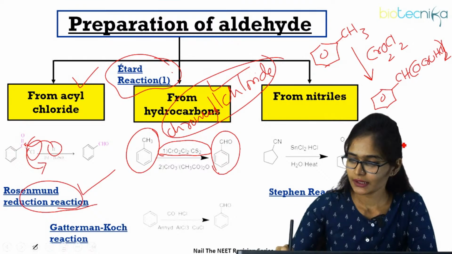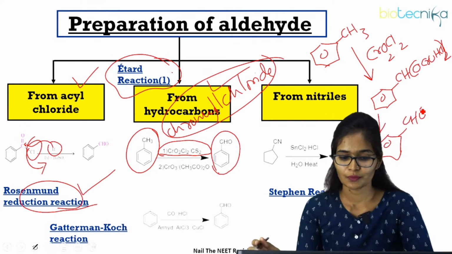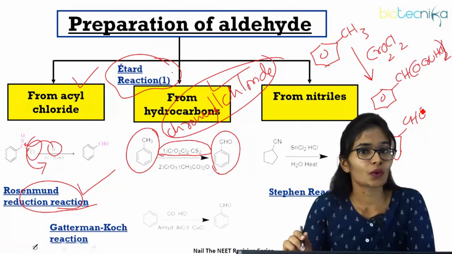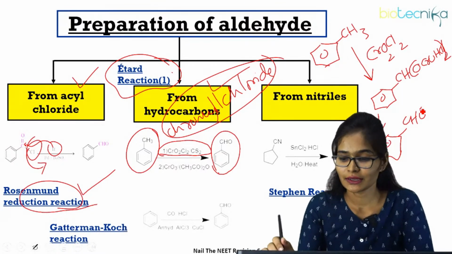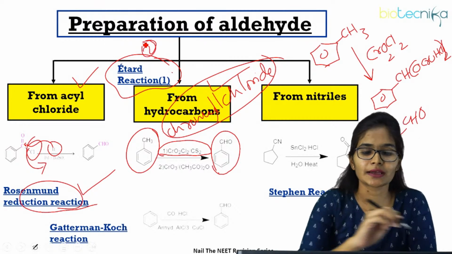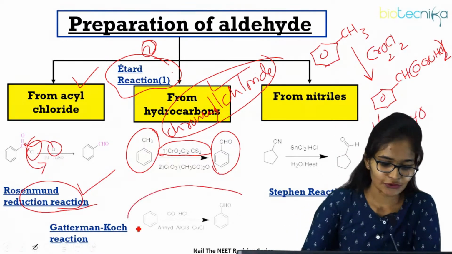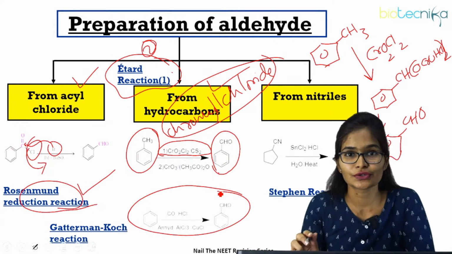And now what will you get? You will get aldehyde as your product, right? So this overall named reaction, we call it the Étard reaction. This is the second named reaction we have studied in aldehydes. Now coming to the next part, the most famous reaction is the Gattermann-Koch reaction.